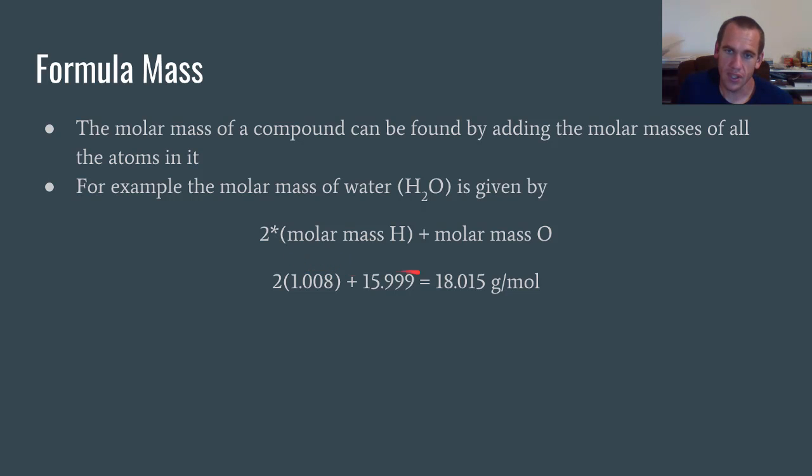So this shows that calculation. We take 2 times the molar mass of hydrogen, because there's 2 hydrogen atoms, plus the molar mass of oxygen, because there's only one of those, and we get 18.015 grams per mole, which means if we want 1 mole of water molecules, we would need to measure out 18.015 grams of it. And if we had 18.015 grams of water molecules, we would have 1 mole, which means we would have 6.022 times 10 to the 23rd molecules of water.